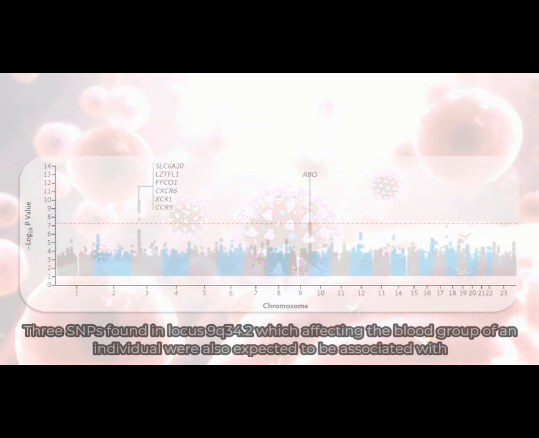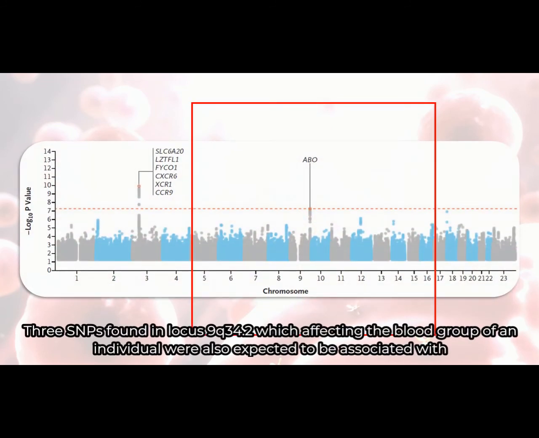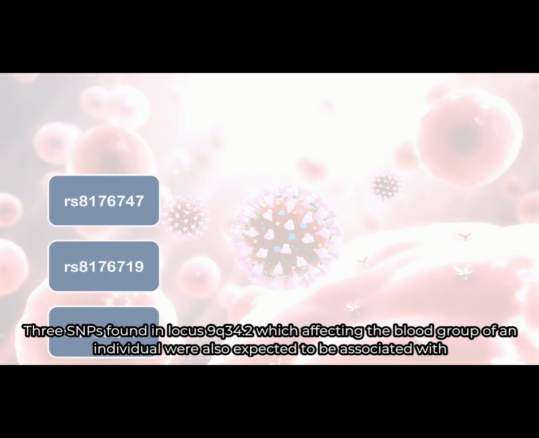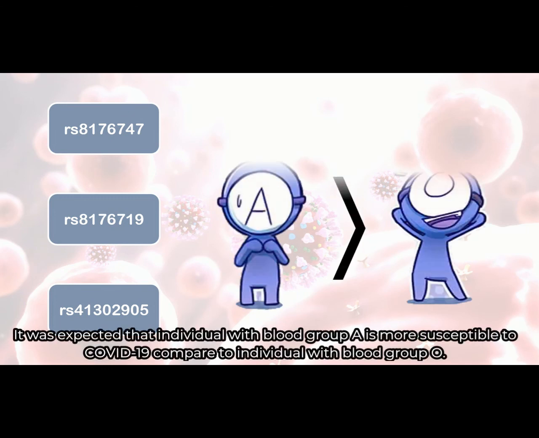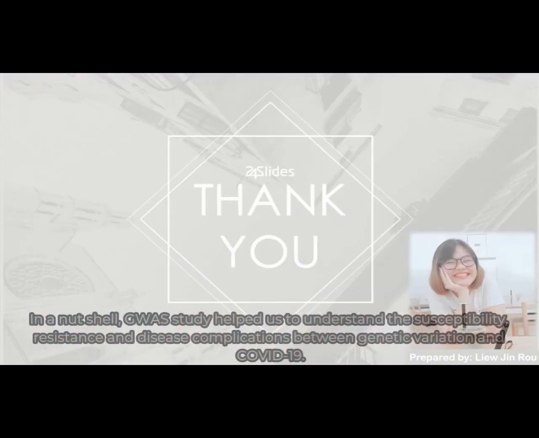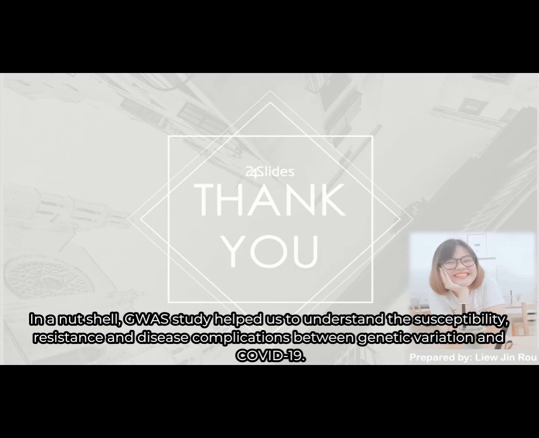3 SNPs found in locus 9q34.2, which affect the blood group of an individual, were also expected to be associated with susceptibility to COVID-19. It was expected that individuals with blood group A are more susceptible to COVID-19 compared to individuals with blood group O. In a nutshell, the GWAS helped us to understand the susceptibility, resistance, and disease complication between genetic variation and COVID-19.